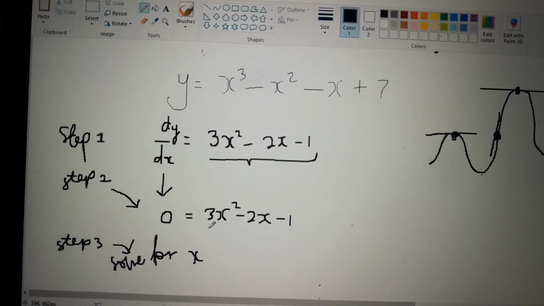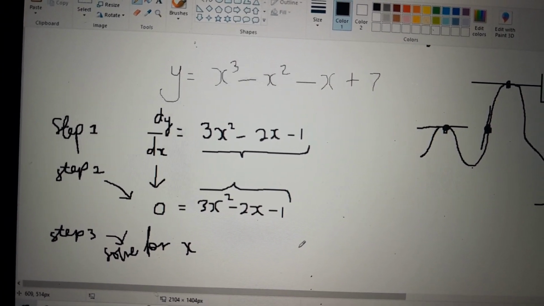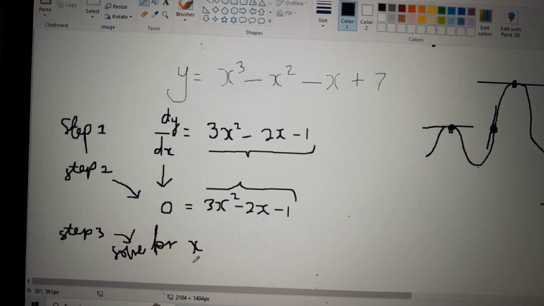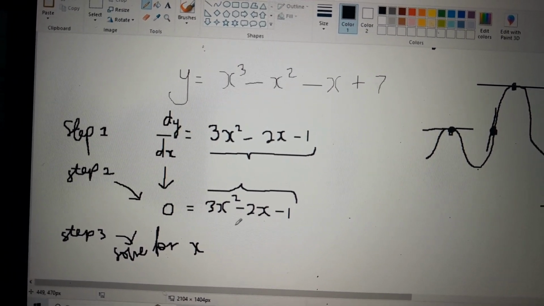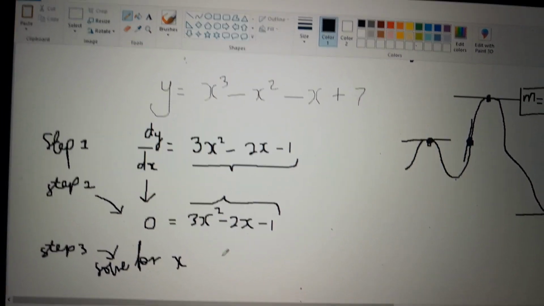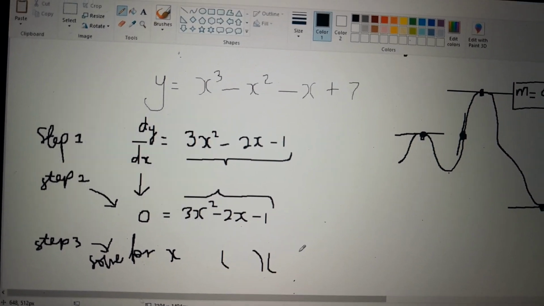Good. So this here is a quadratic expression. I'll give you 2 minutes to factorize, or use the quadratic formula, whatever method, and let's get the values for x here. Please solve that equation.